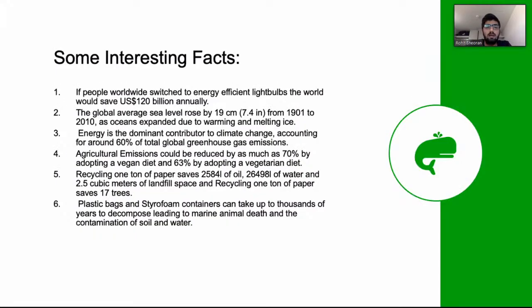Now I have some interesting facts about sustainability. If people worldwide switch to energy efficient light bulbs, the world could save 120 billion US dollars annually, and that's a huge amount. We all know there's a lot of poverty in our world and a lot of unemployment. We can use this money for underdeveloped countries. The global average sea level rose by 19 centimeters from 1900 to 2010 as the ocean expanded from warming and melting ice. Energy is a dominating contributor to climate change, accounting for around 60% of total greenhouse emissions.